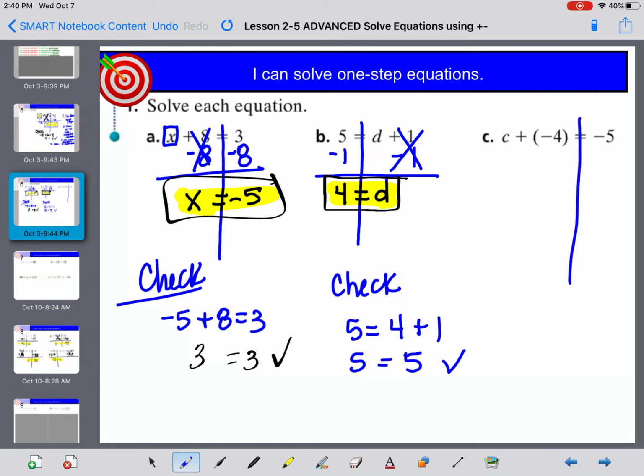Letter C, draw a line down your equal sign. My variable is on the left-hand side. You always want to do the inverse of the sign immediately before it.